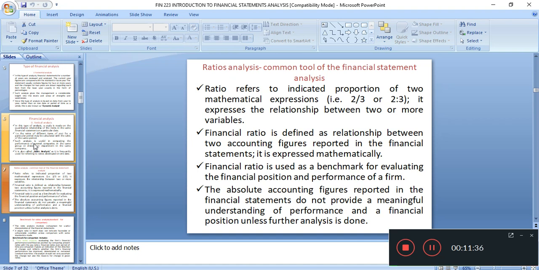The absolute accounting figures reported in financial statements do not provide a meaningful understanding of performance and financial position unless analysis is done. If you do not do analysis, you cannot know if the firm is doing well. In order to understand well the financial performance and the financial position of the firm, you are going to do analysis.